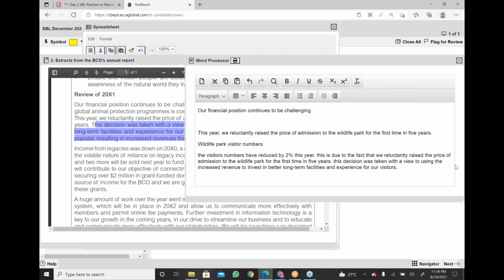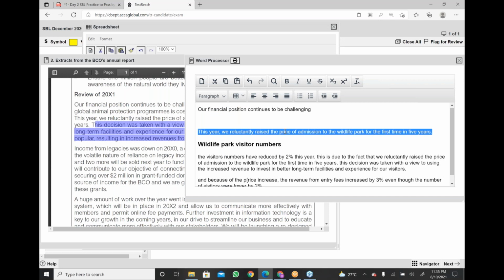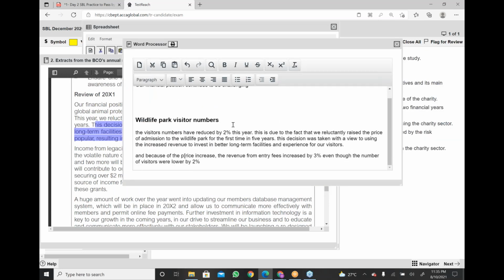Did the revenue increase because of the price increase? The revenue from entry fees increased by 3%, even though the number of visitors were lower by 2%. Done. This is something which the board would love. Can you see that? So I explained the wildlife park visitor numbers and fee income. I killed two birds with the same stone.